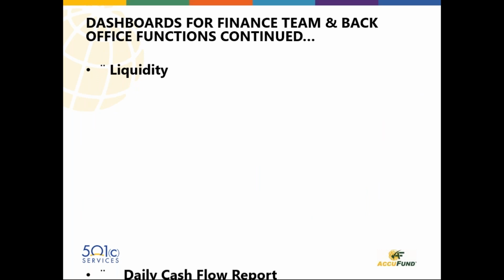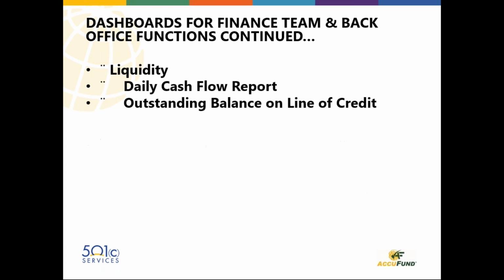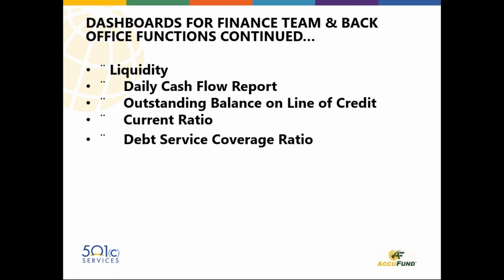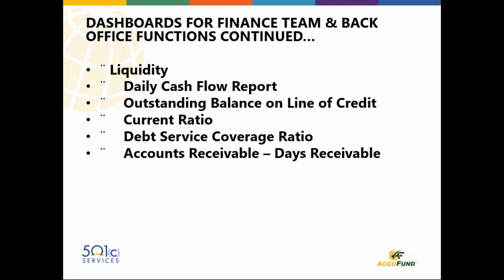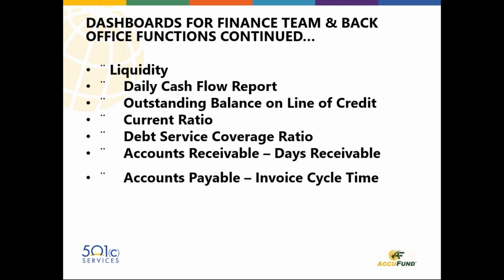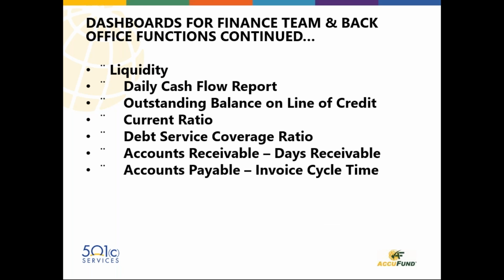So liquidity again, how much cash do I have? Outstanding balance on the line of credit, that might be a good one to have. Current ratio, debt service coverage ratio, accounts receivable, again, the days receivable, accounts payable, invoice cycle time, how quickly are we paying our invoices out? That one might be really good for a trend.